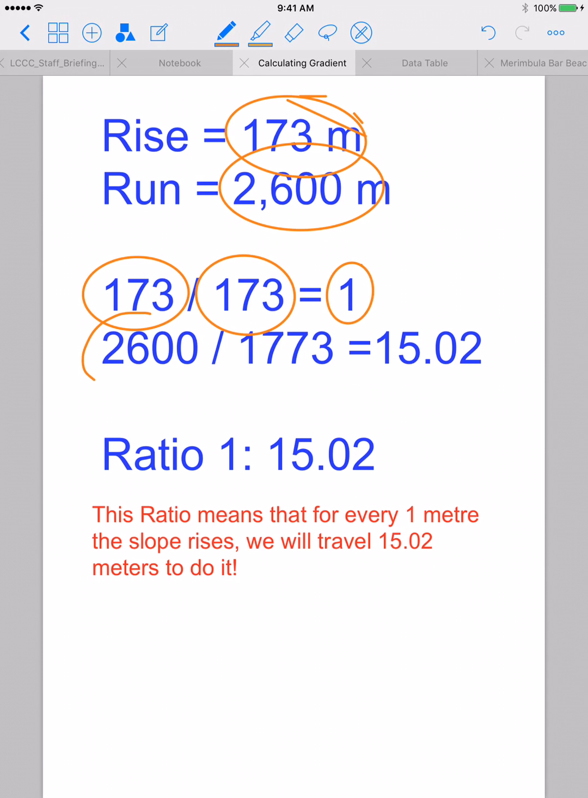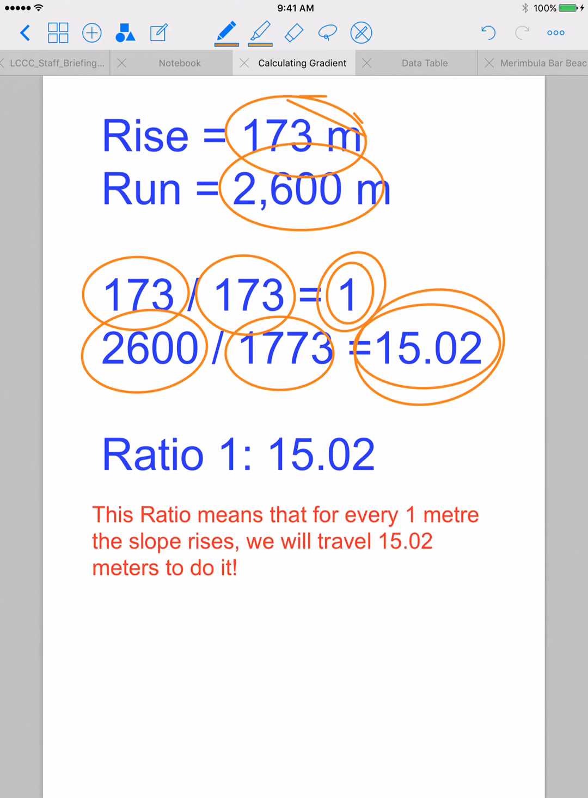The run was 2,600 metres. And what we need to do is divide that figure by, you guessed it, 173. This gives us an answer of 15.02. And therefore the ratio is 1 to 15.02.